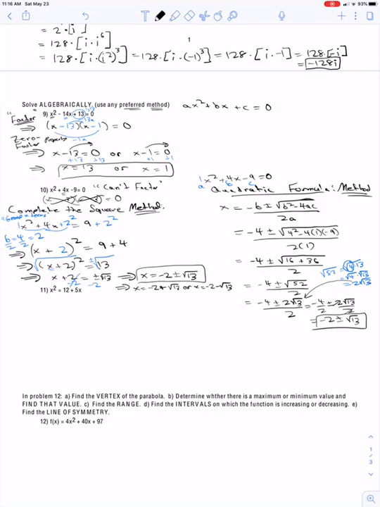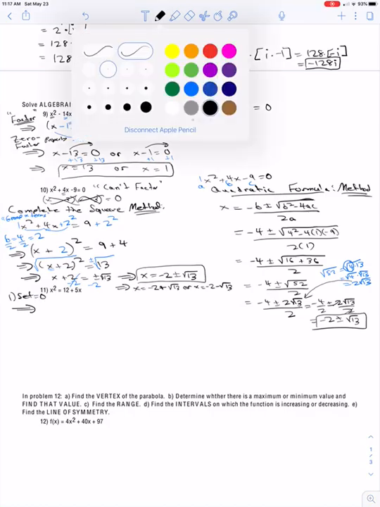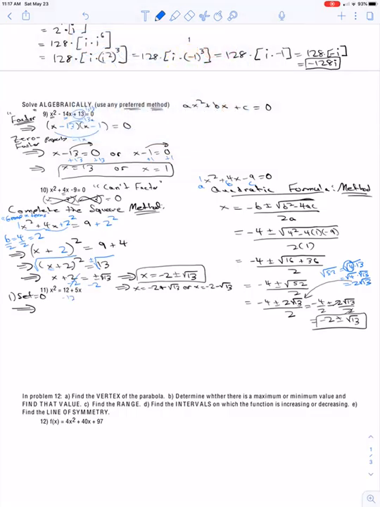Let's do number 11. All right, now number 11, your first steps, we need to set it equal to 0. We need to get this in standard form. So we need to move these terms over. So we need to subtract the 12. We need to minus the 5x over to the other side. So go ahead and do that. Go ahead and move everything over to one side of the equation. So as we do that, what do we end up with? We got x squared minus 5x minus 12 equals 0. So moving those terms over to the other side of the equation.